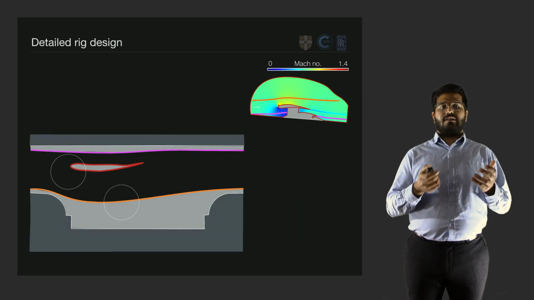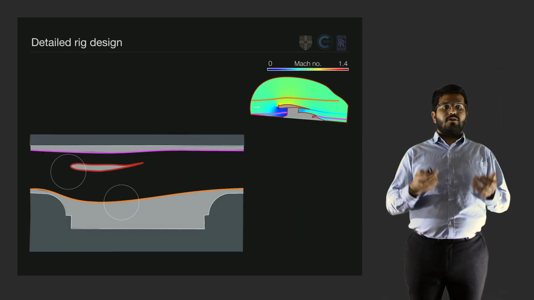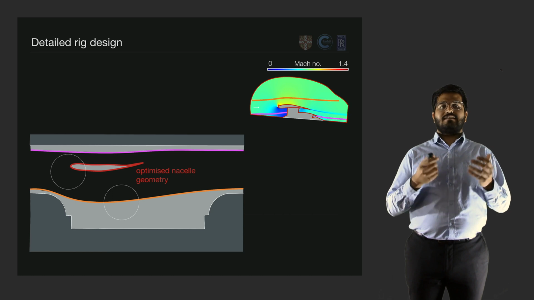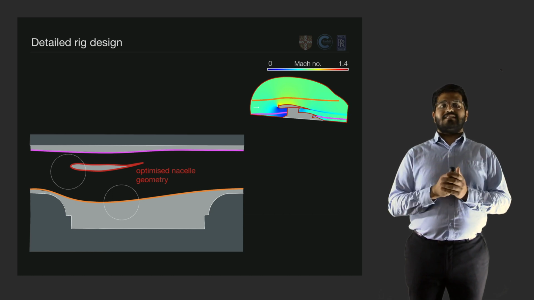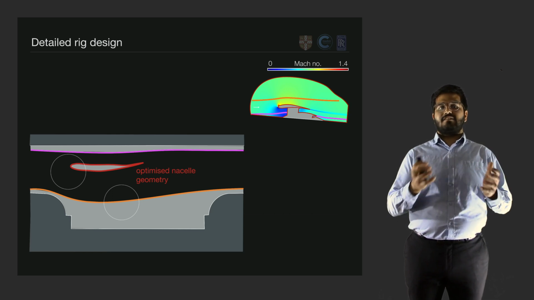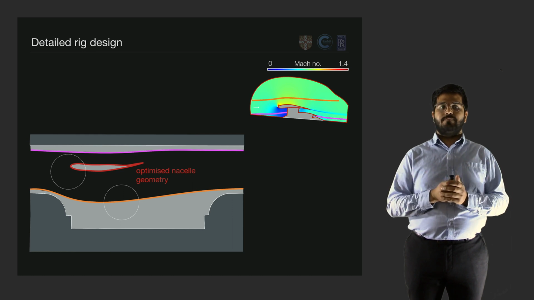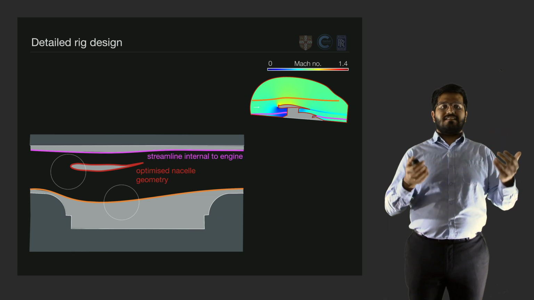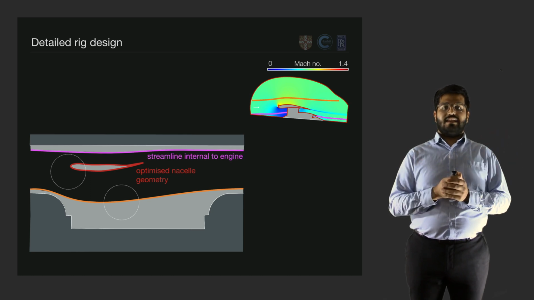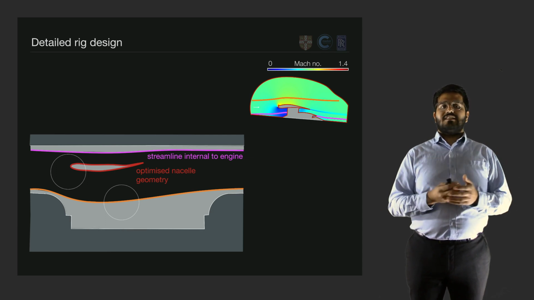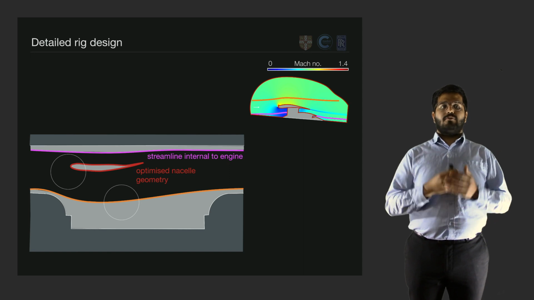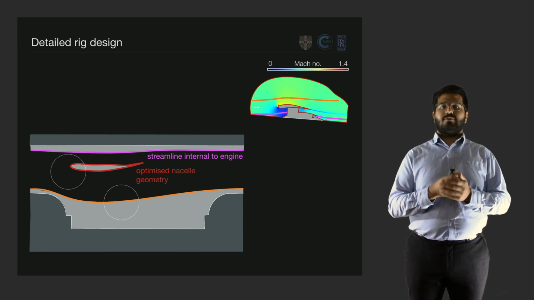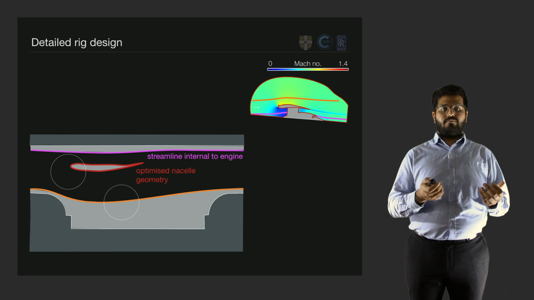Now, inside the wind tunnel geometry, the nacelle model itself is based on an optimized nacelle geometry. You might notice that it's inverted for easier interface with the existing tunnel structure. But this then means that the top wall corresponds to a streamline internal to the engine, whereas the bottom wall, the orange line, corresponds to an external streamline. Now, the bottom wall has actually been adjusted slightly to account for boundary layer effects and the differences between a 2D and a 3D flow field.